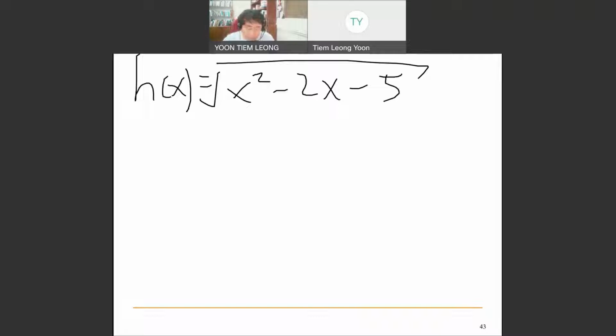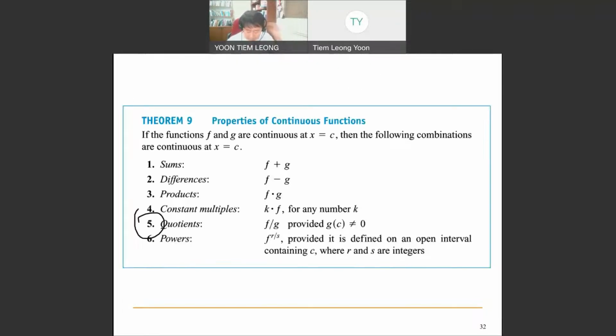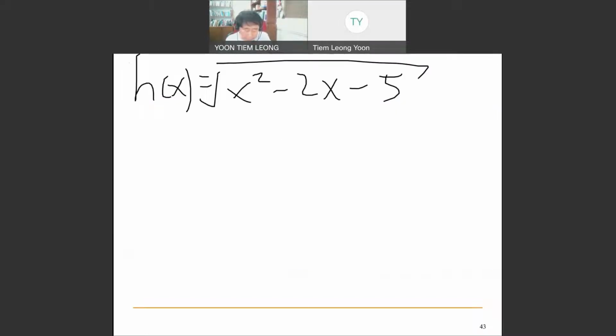So for example, you can prove the continuity of this statement using Theorem 9. Now what does Theorem 9 say? Let me dig out what Theorem 9 says. Using the power law, it says that if f is continuous at a point, then when that function is raised to the power of r over s, the function is also continuous at that point. So you can use Theorem 9 number 5 to prove these statements.